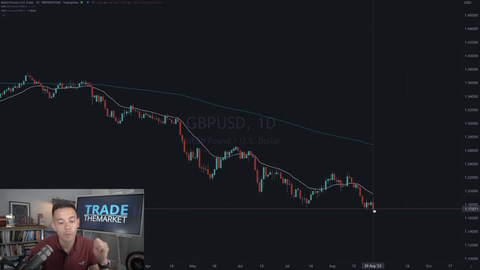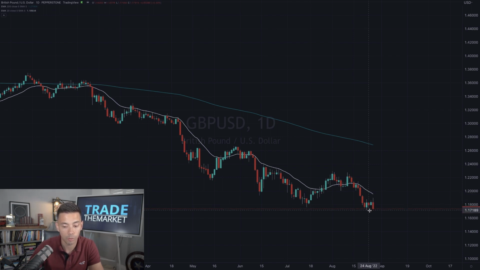It could do. But what I'm expecting here is for the market to break through 1.1713 and then obviously move on towards new lows. I would place my stop above this little congestion area over here. So around the 1.1918 level.